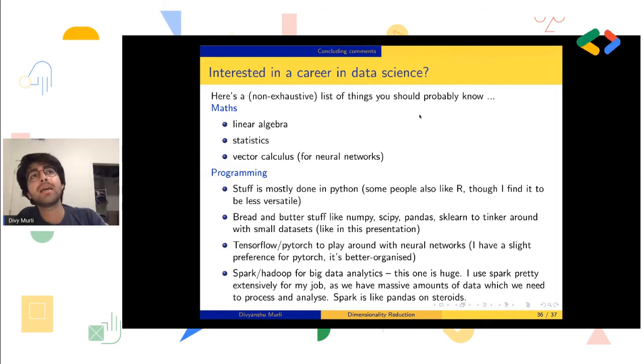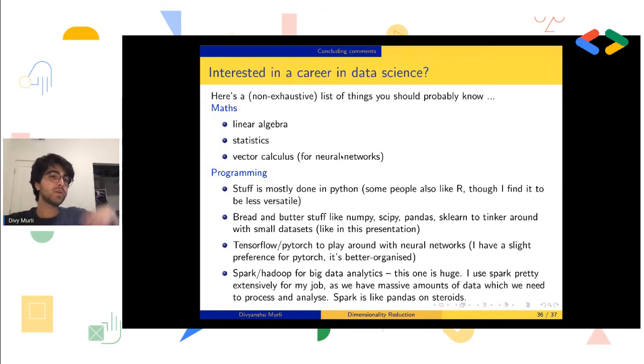Statistics is something that I didn't really use as much in my research earlier, so it's something that I had to pick up on my own later on. But if you can take a statistics class, I would highly recommend it, or maybe you already have, perhaps. And vector calculus is super useful for understanding how neural networks work.